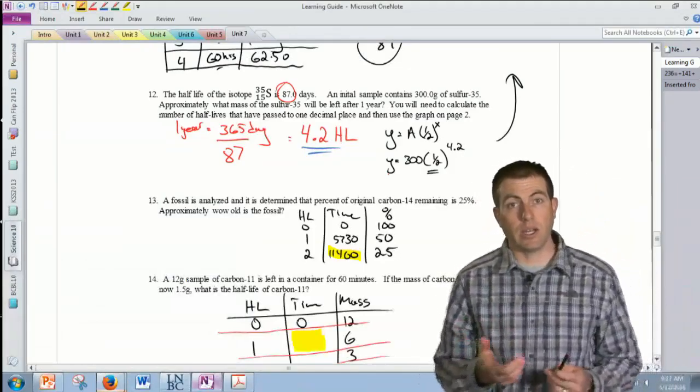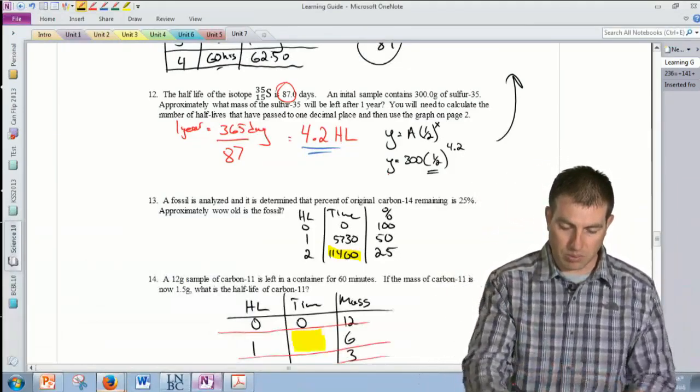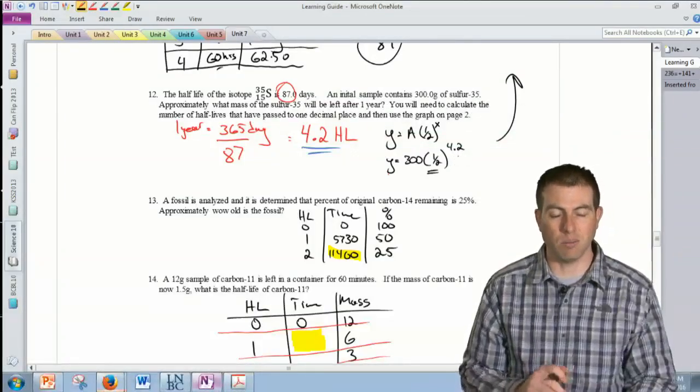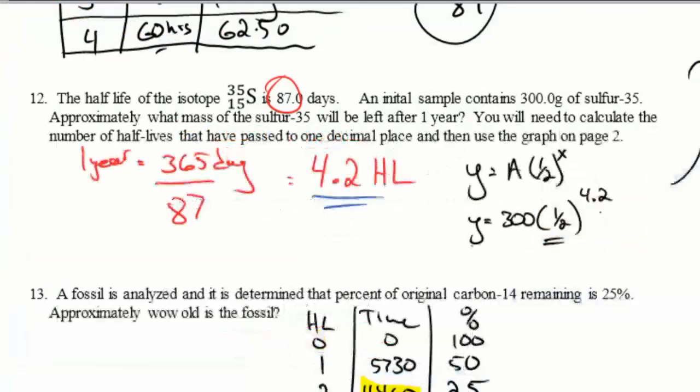So in my calculator, I'm going to go 0.5, and then I'm going to use the exponent, 4.2, and then I'm going to multiply it all by 300, and I'm going to see what I end up with. So 0.5 to the power of 4.2, and then I'm going to multiply it by 300. And I end up with 16.3 grams. All right, so there you go, 16.3. Does that make any sense?